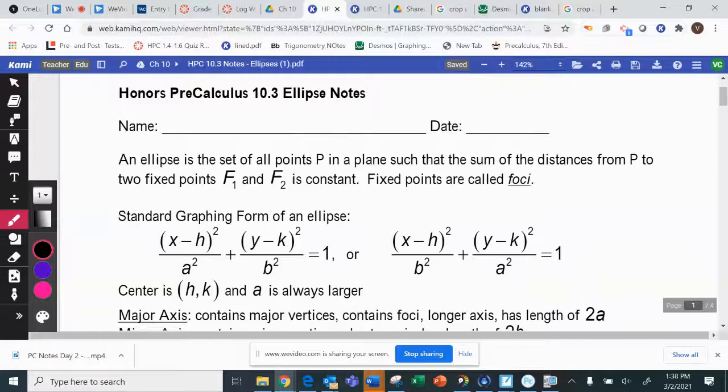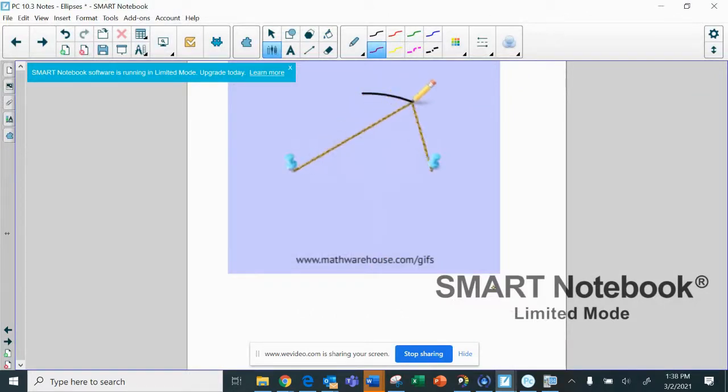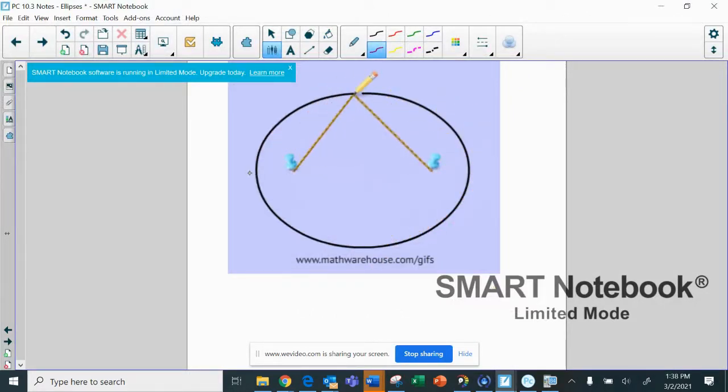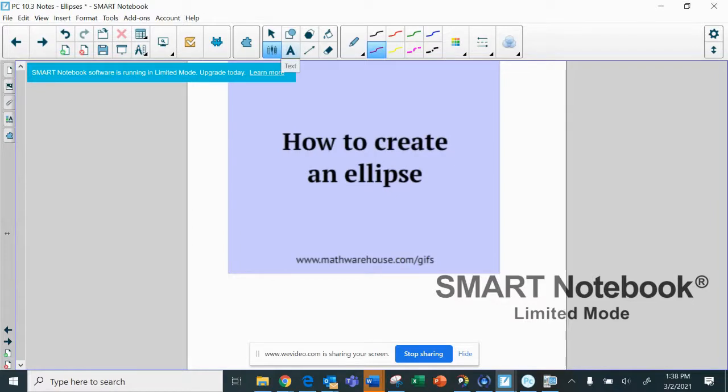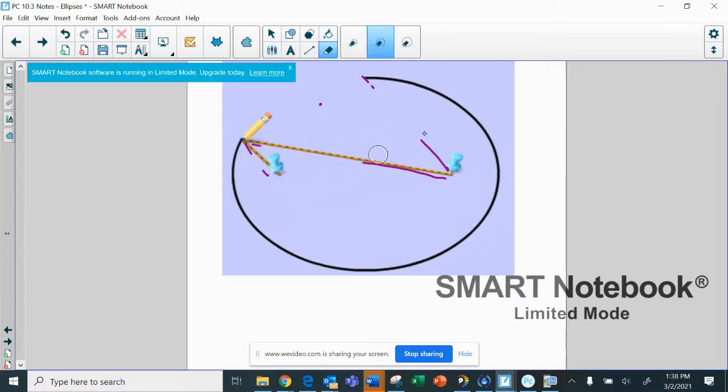An ellipse is a set of all points in a plane such that the sum of the distances from P to two fixed points, F1 and F2, is constant, and the fixed points are called foci. So when you look at this animation, the F1 and the F2 would be, I'm going to go to this one that's already frozen, the F1 and the F2 would be the push pins.